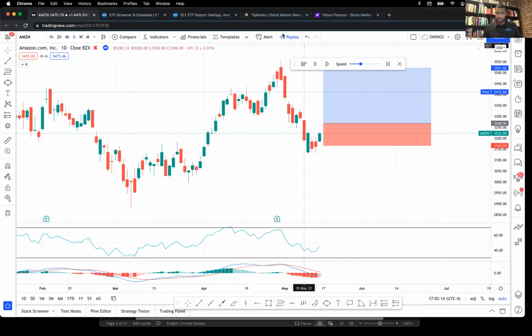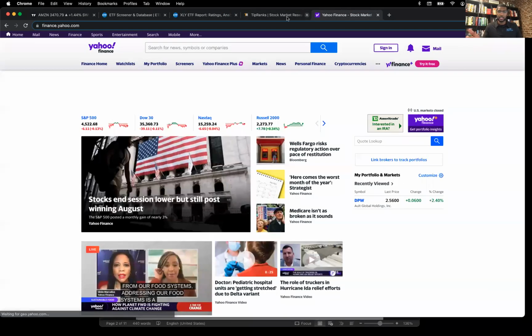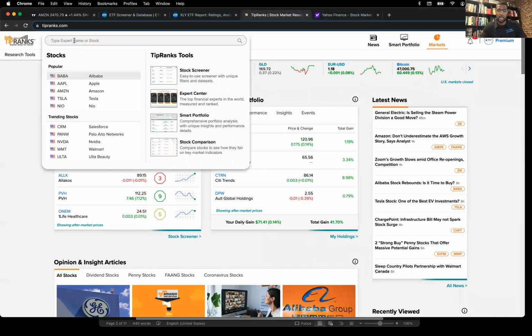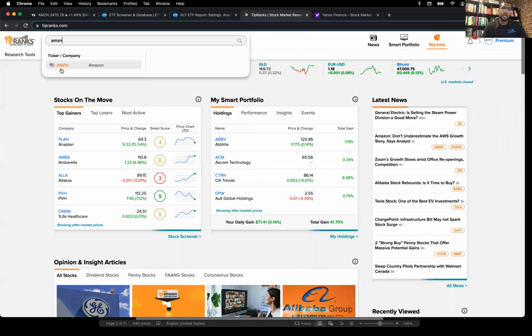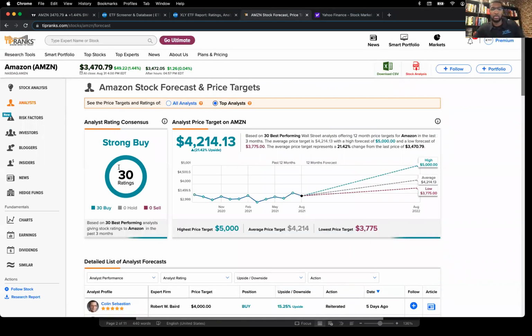Now, a tool that I like to use for price forecast is TipRanks, and I also like to use Yahoo Finance. So if we look at TipRanks and we look at Amazon, for instance, type in Amazon, and you can see that the analysts say strong buy. You have 30 ratings, so 30 analysts have rated strong buy. Not a single analyst on here told you to sell or hold. Everybody's telling you to buy Amazon stock, strong buy.